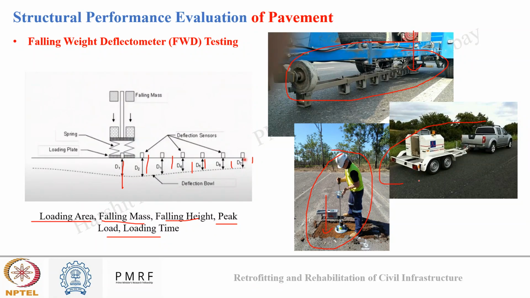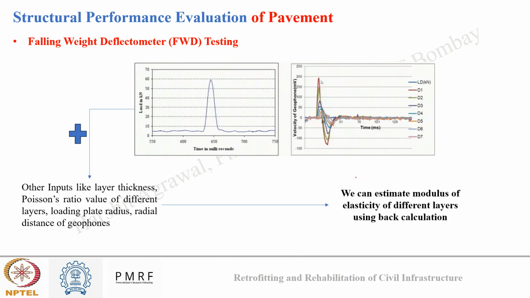Okay, and here you can see the FWD is equipped like a moving cart on a vehicle to test the pavement at different locations. Basically, we input this load versus time profile on the pavement through the FWD DAS data acquisition system, and through the geophone we get the deflection versus time profile.